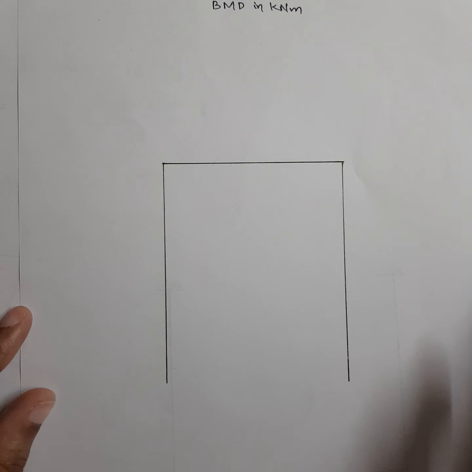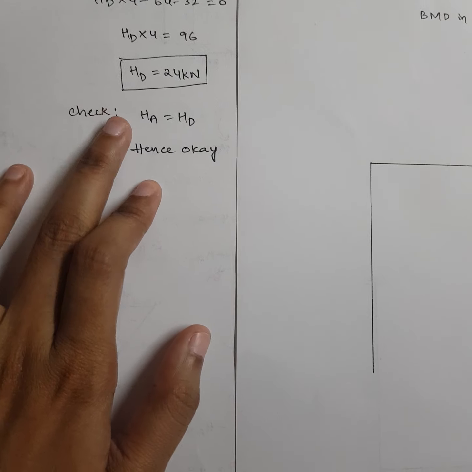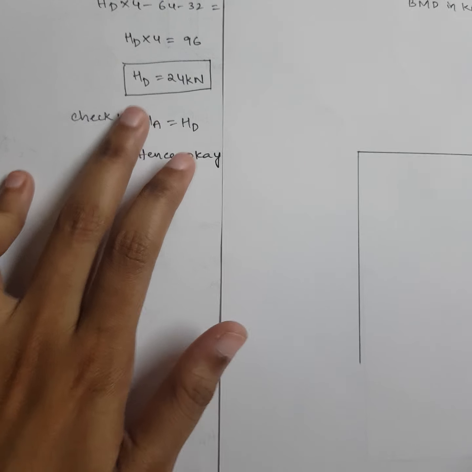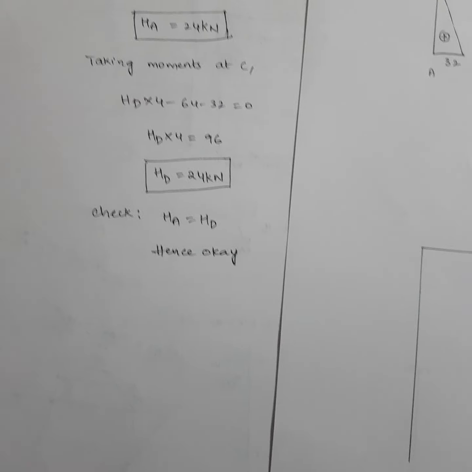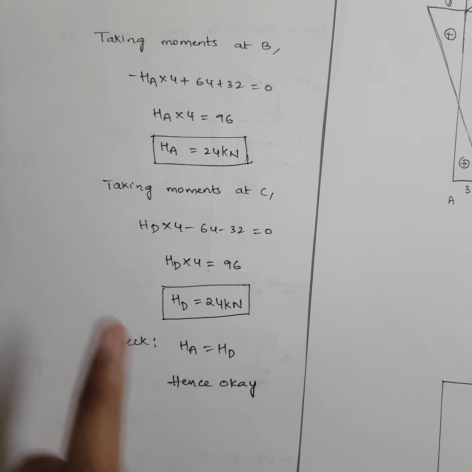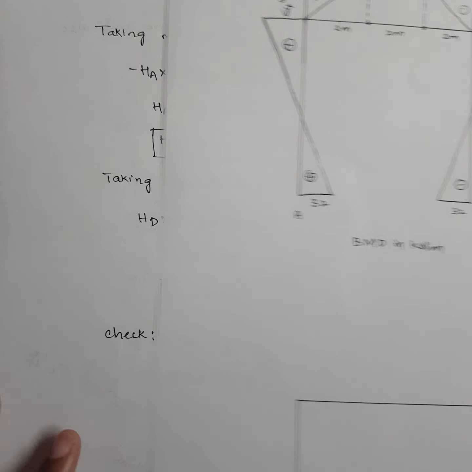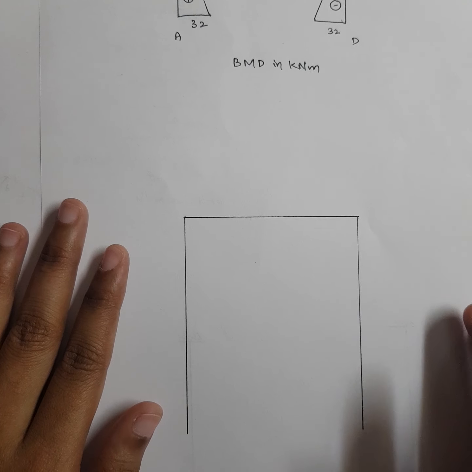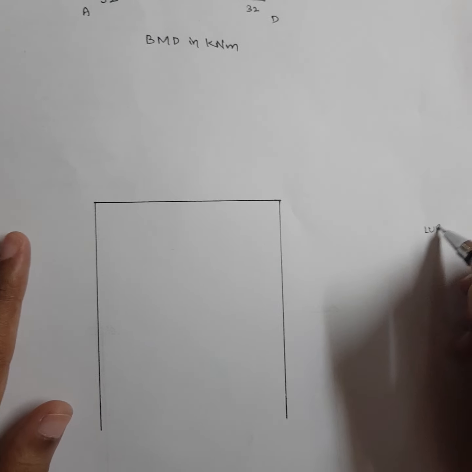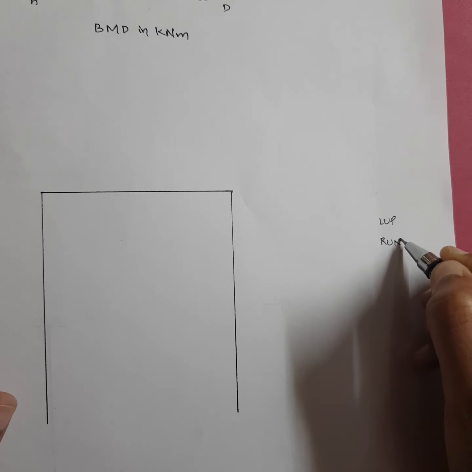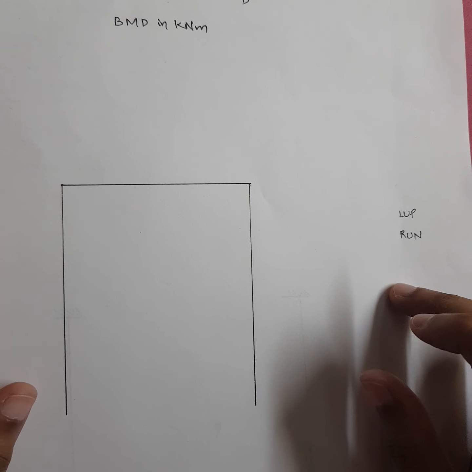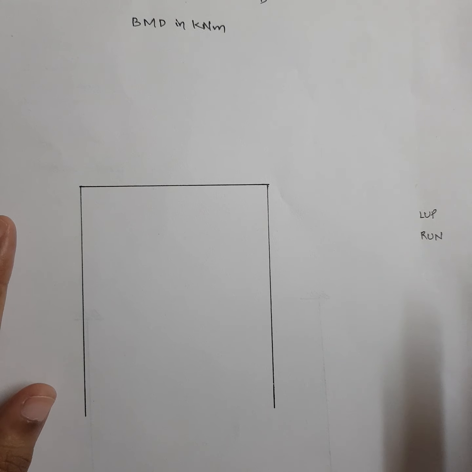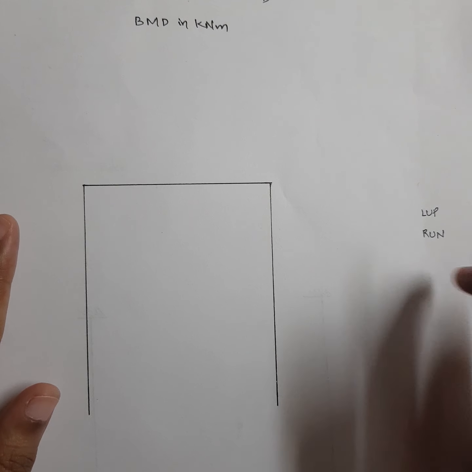So coming to the shear force diagram, we need the reactions for this. How much did I get for the HD value? I require HA and HD first. So the HA value was 24, the HD value also was 24. Okay, I'll follow the sign convention as left side upward positive, LUP, and right side upward negative, RUN. I will follow this sign convention for drawing the shear force diagram. Some people follow the reverse. Anything is fine, but for this diagram I'll follow like this.